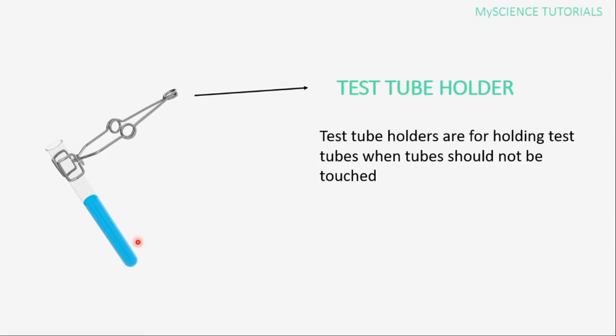whilst you heat, because the glassware will become hot and you may let go of it when the heat is transferred to your hand, and then you may break the glassware. So to prevent that, we use the test tube holder to hold your test tube before you apply your source of heat to warm your reaction.